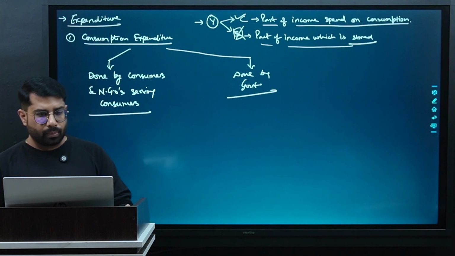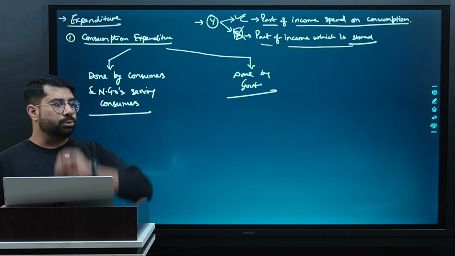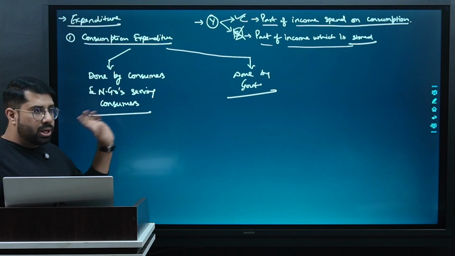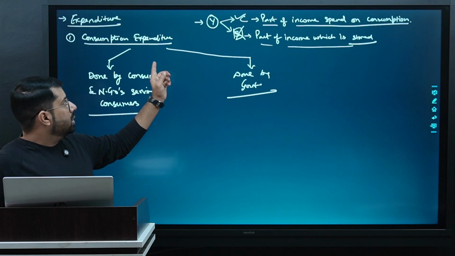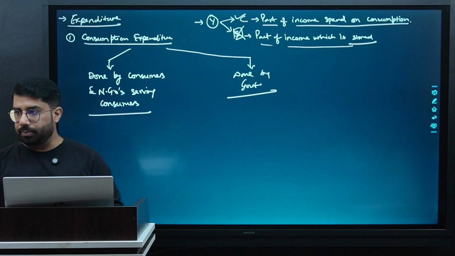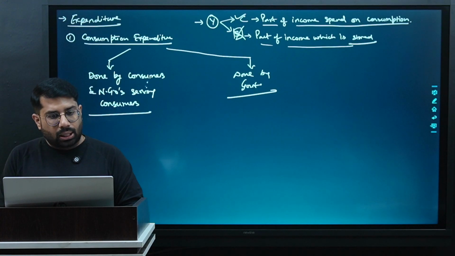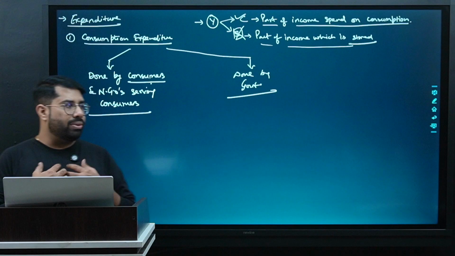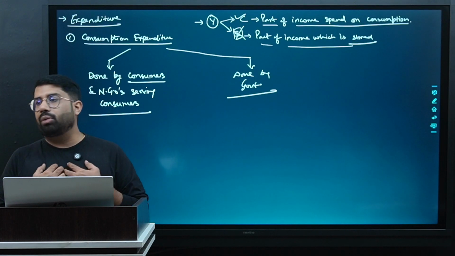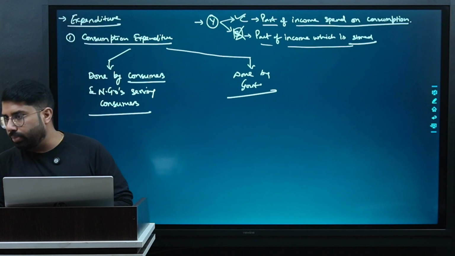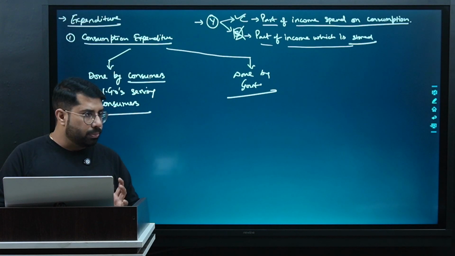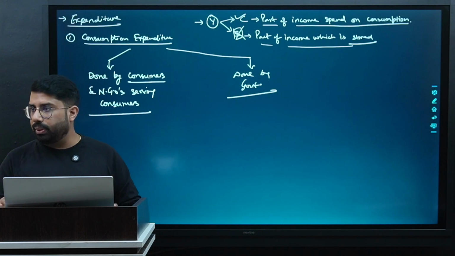Okay. So two types of consumption expenditure. First is done by consumers and NGOs serving consumers, and second is consumption expenditure done by government. Sir, consumption expenditure done by consumers, we understand. As a consumer, whatever money I'm earning, the part of the income I'm spending on buying goods and services so that I can satisfy my needs and wants, that will be the consumption expenditure for a consumer.